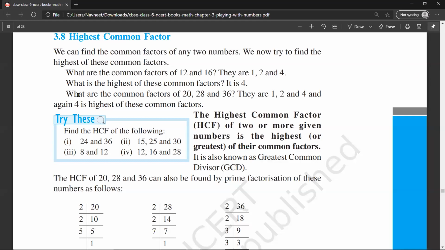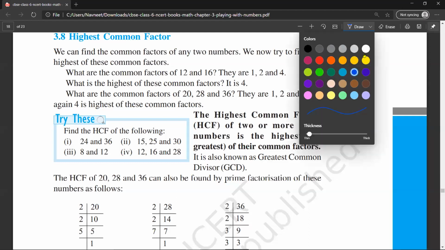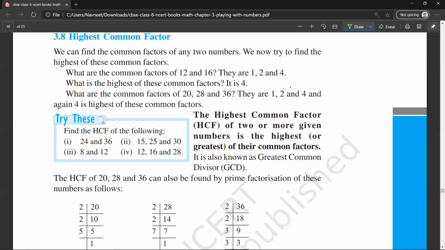Okay, Mr. Sarthak. So HCF is highest common factor. For example, if we have to take the highest common factor of 24 and 36.